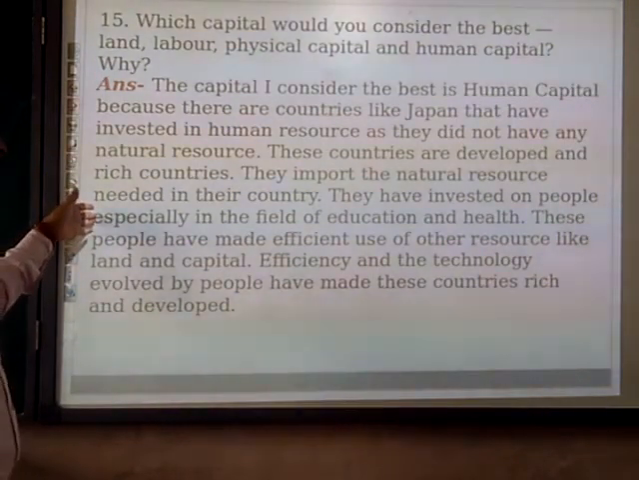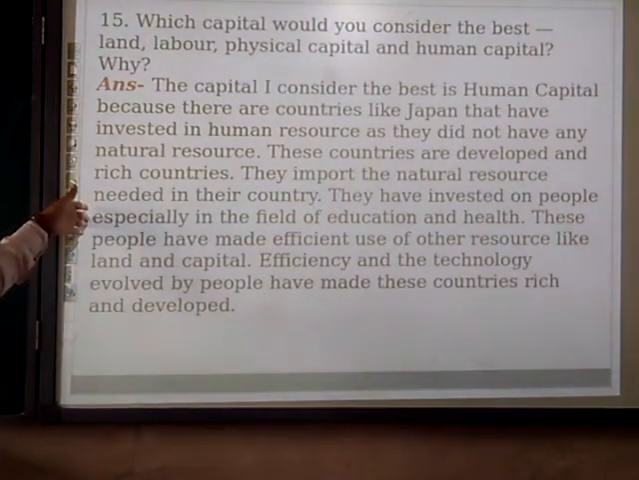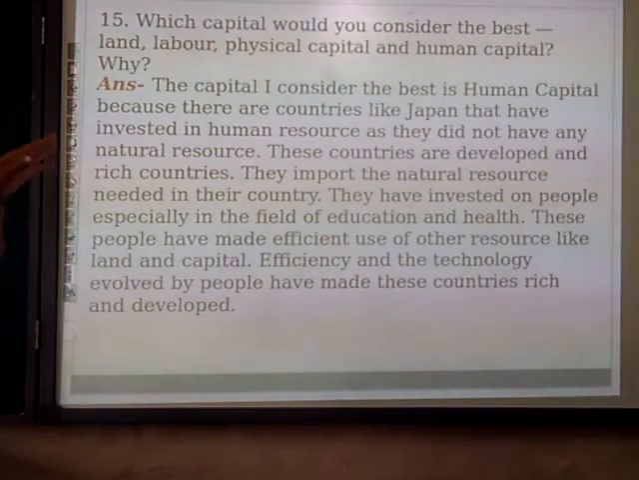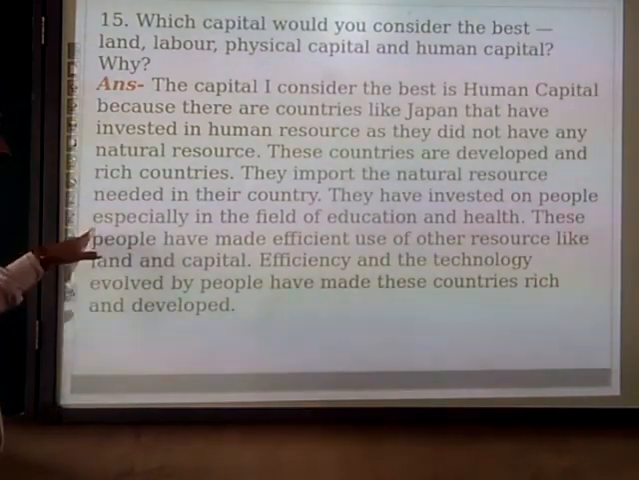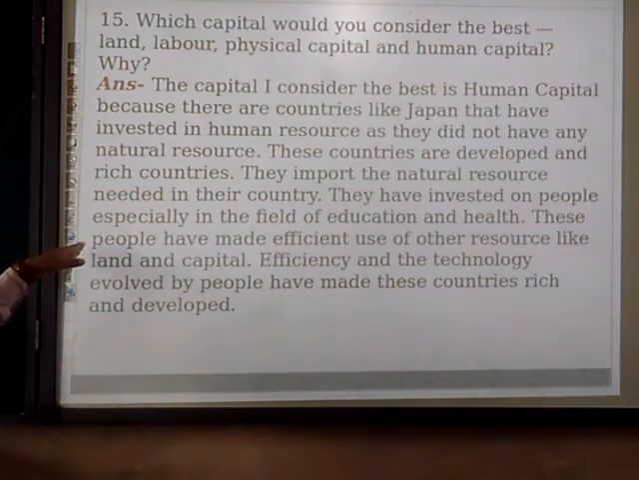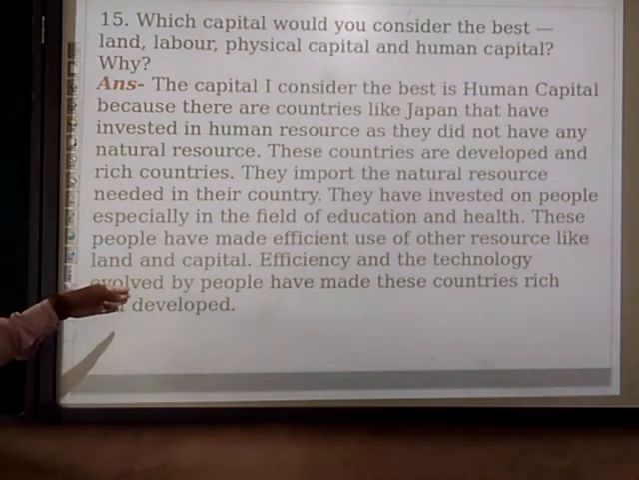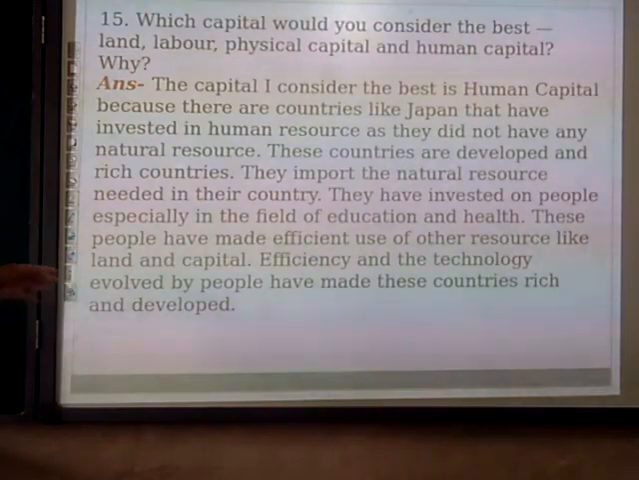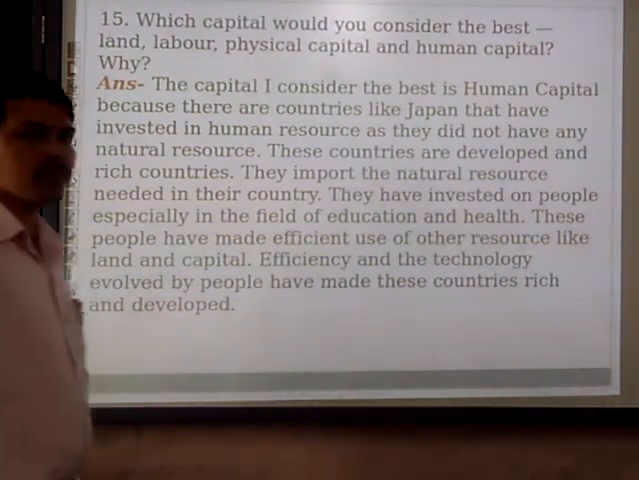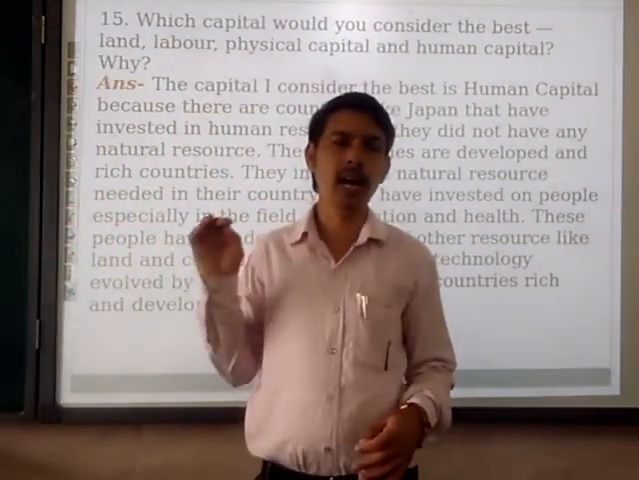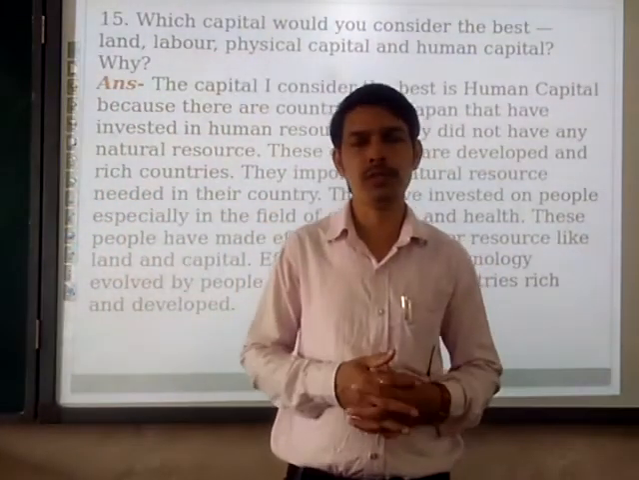They have invested so many things, especially in the field of education and health. These people have made efficient use of other resources like land and capital. Efficiency and the technology evolved by people have made this country rich and developed. So finally, the last point is human resource is very important.